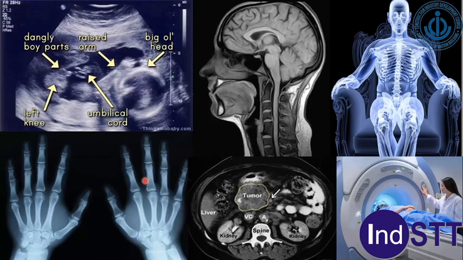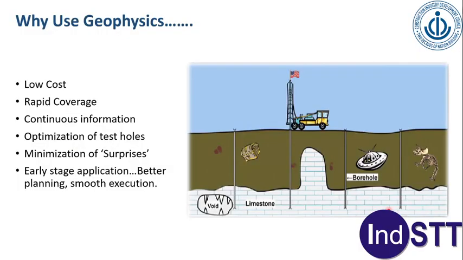So why use it? The answer lies right in the comparison which I did earlier. It's always cheaper and faster to get an X-ray done than a surgery. So geophysics is also low cost, with rapid coverage and, most importantly, continuous information. The traditional way of doing drilling will always miss the isolated objects which are not directly in the drilling path. So drilling gives you only discrete information, whereas geophysical methods give you continuous information.